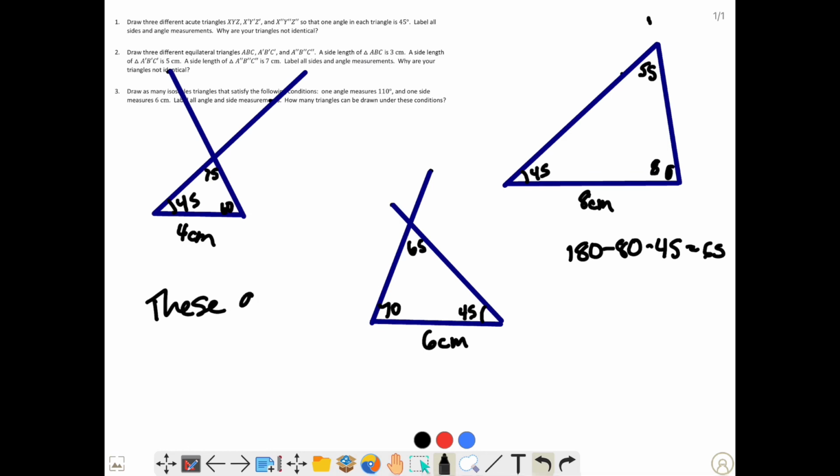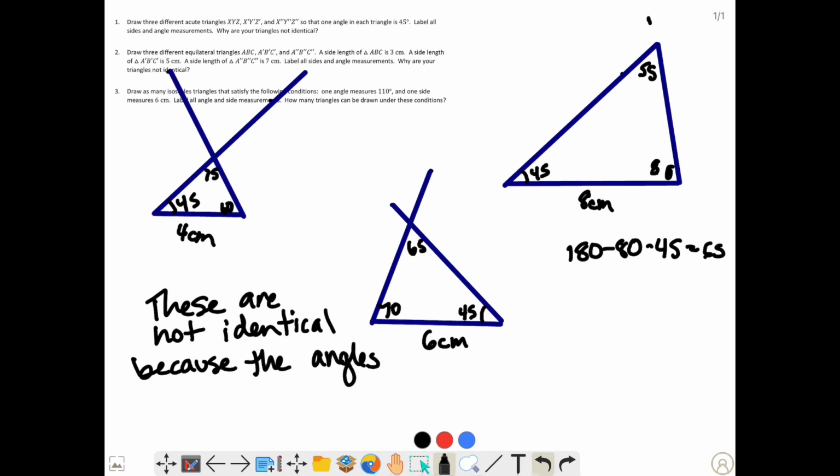And then it asks why they are not identical. These triangles are not identical because the angles and the side lengths do not match. In order for them to be identical, everything about them has to be the same. And we were not provided with enough criteria to make them the same.